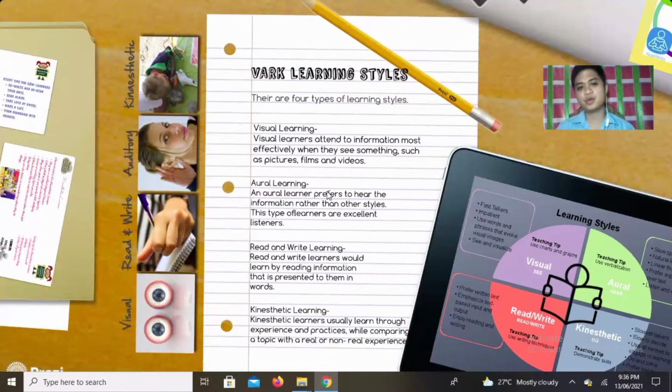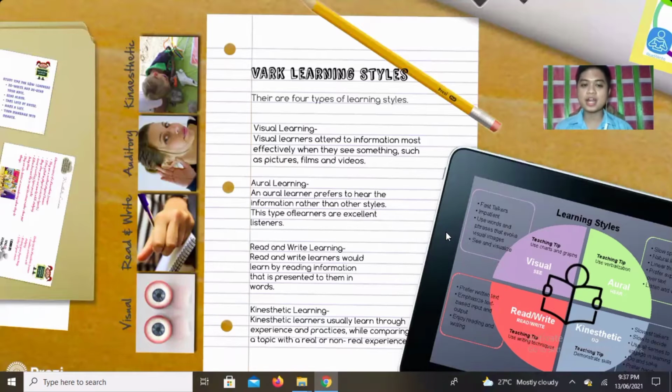And let me discuss to you the four types of learning styles. Let's start with the visual learning. When you say visual learners, they attend to information most effectively when they see something such as pictures, films, and videos. And when you say oral learners, they prefer to hear the information rather than the other styles. So typically, these learners are excellent listeners. And the third one is the read and write learners. They learn by reading information and writing information presented to them in words.